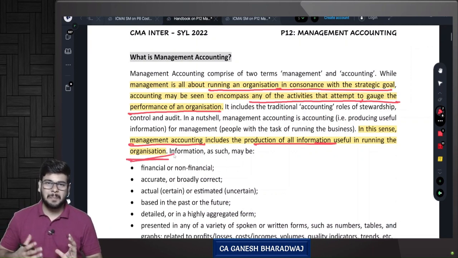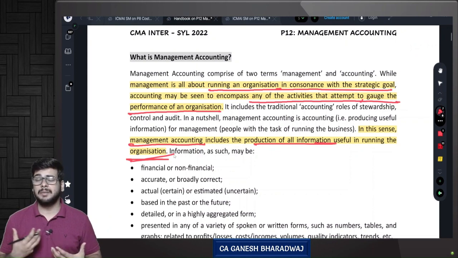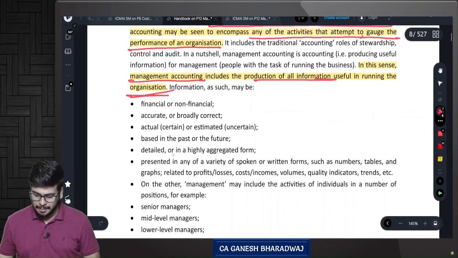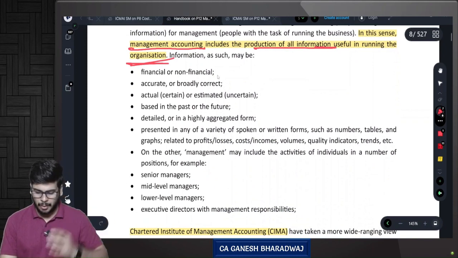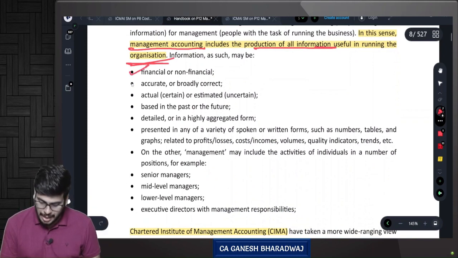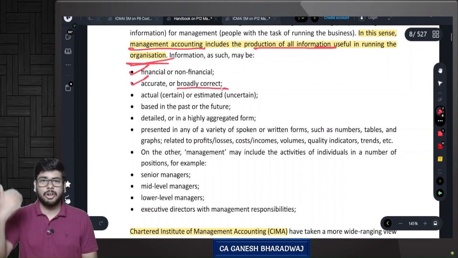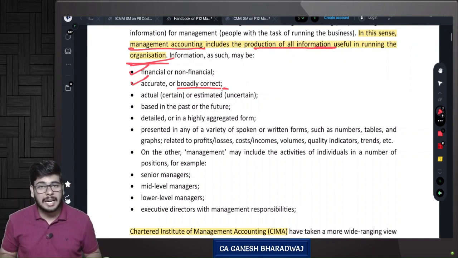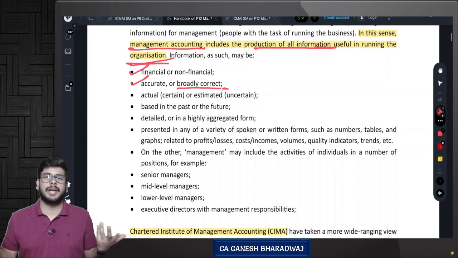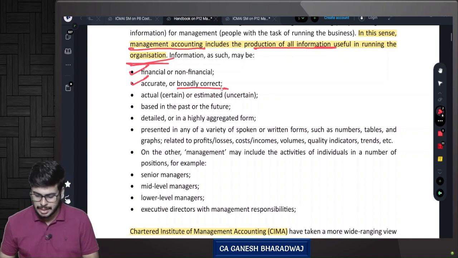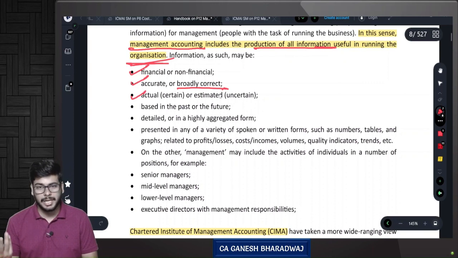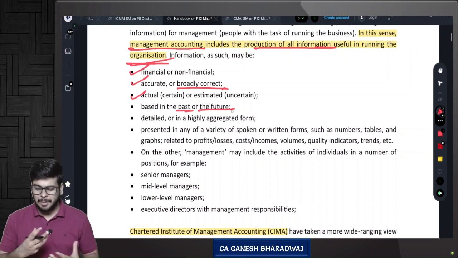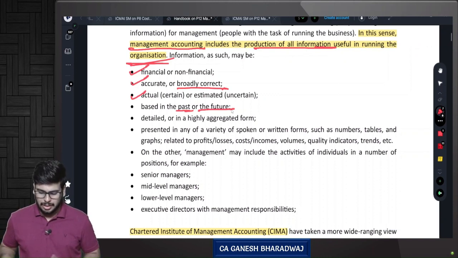So any information, presented in a manner useful for taking decisions, is called management accounting. The information provided can be financial or non-financial, it can be accurate or broadly correct. Why broadly correct? You're talking about futuristic data. You cannot say accurately that next month demand will be exactly 1000. I cannot say. It can be 990 or it can even be 1050. I don't know. Broadly correct. It's a calculated guess. Correct? Then actual or estimated, based on past or future. So they have just given all these things, the nature of information used in management accounting. All these things are mentioned here. Are you clear with this?